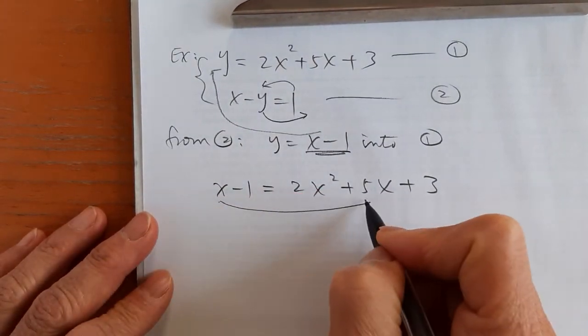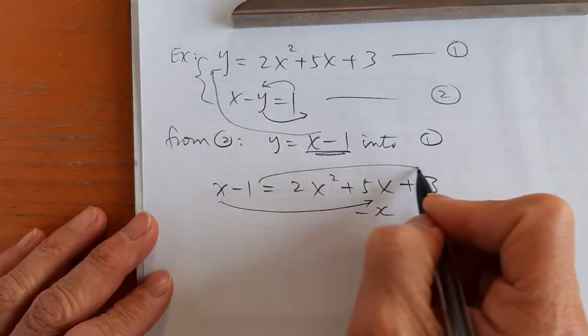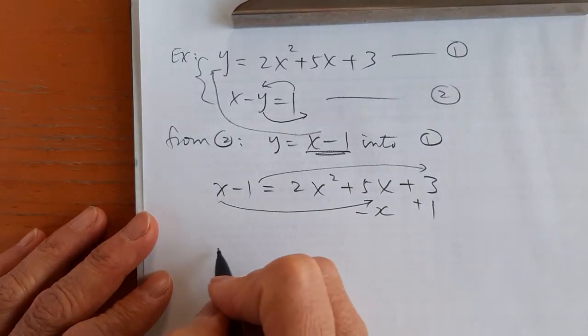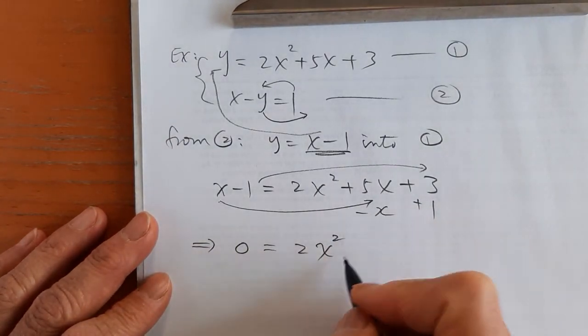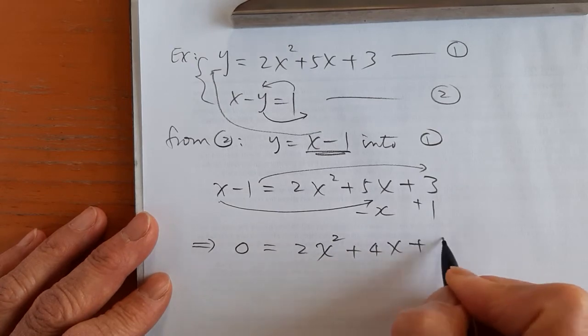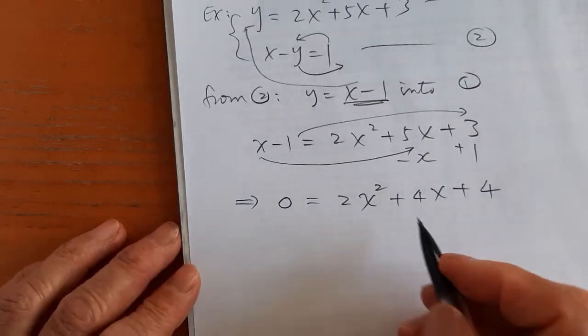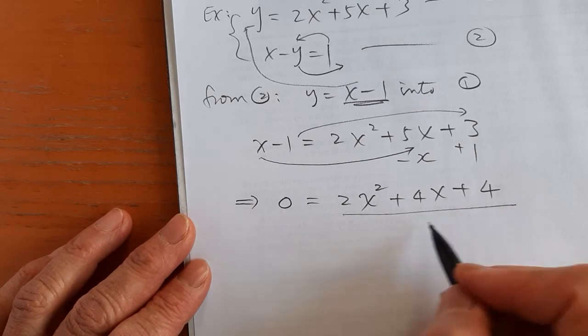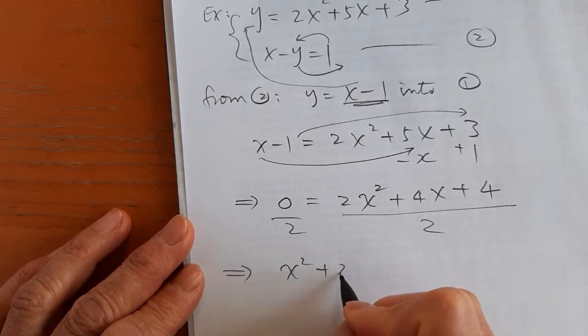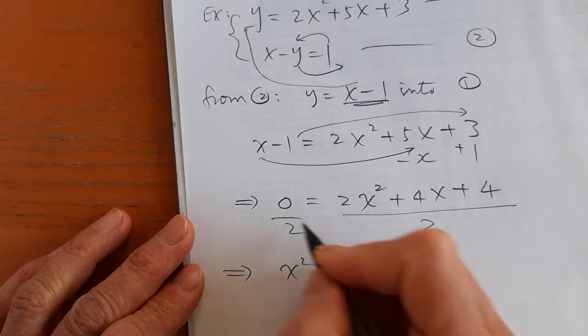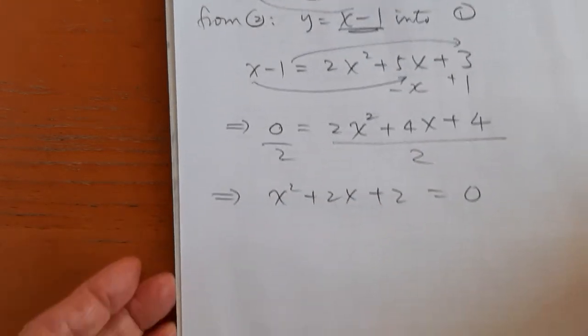Then move this over, minus x. Move this over, change the sign, become plus 1. So this side is 0, and the other side is 2x squared plus 4x plus 4. Then here's even numbers, so each term can be divided by 2. So you get x squared plus 2x plus 2 equal 0.